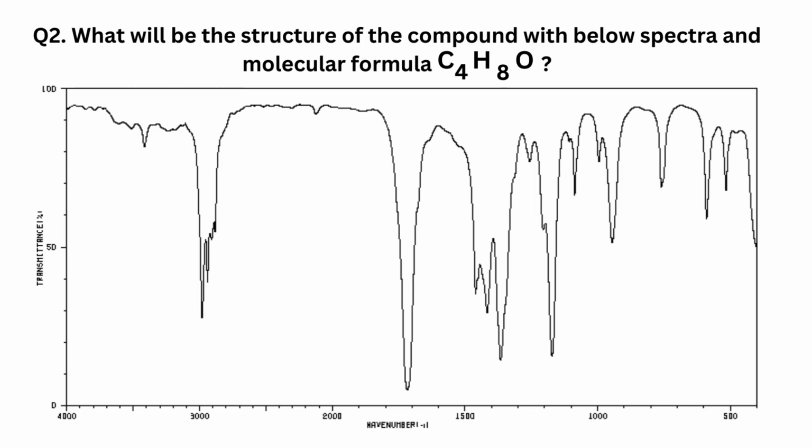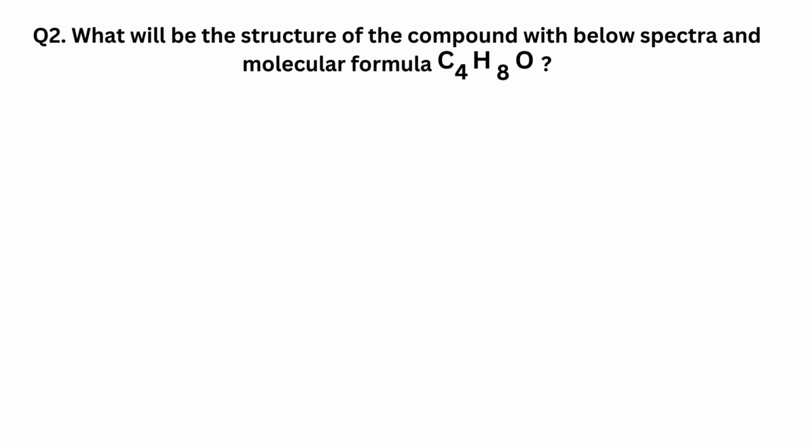In question number 2, the spectra and the molecular formula are given. No options are there. That means you have to draw the structure of the compound from this information. Need not worry, it is easy. See how many different elements are there in the molecular formula. This compound contains carbons, hydrogens and oxygen. For 4 carbons, 8 hydrogens and only 1 oxygen. No other element is there.